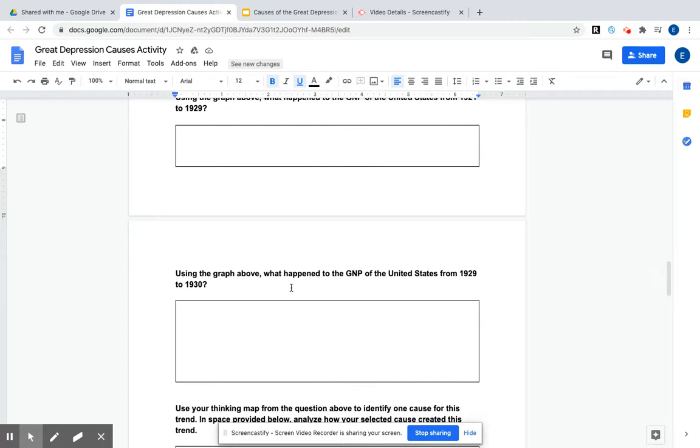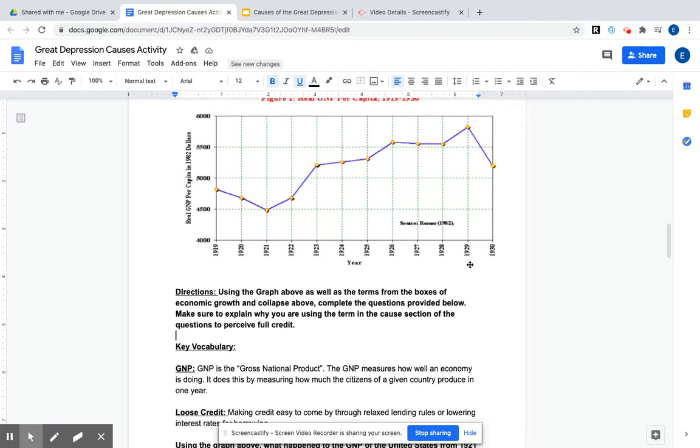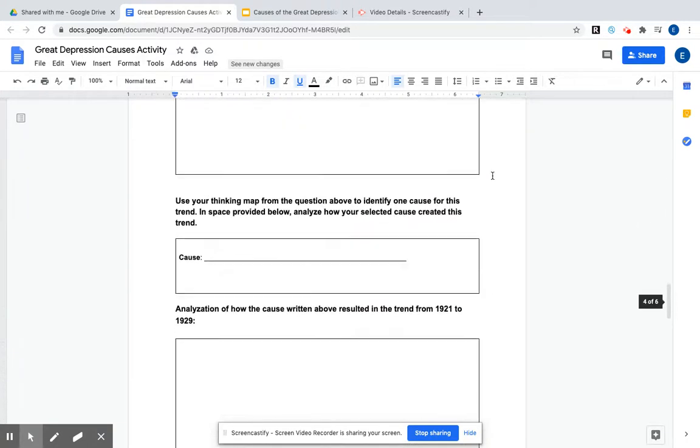Using the graph above, what happened to the GDP of the United States from 1929 to 1930? Again, you'll come back up to this graph right here. Look at what happened from 1929 to 1930. What happened right here? And go ahead and write your answer there.